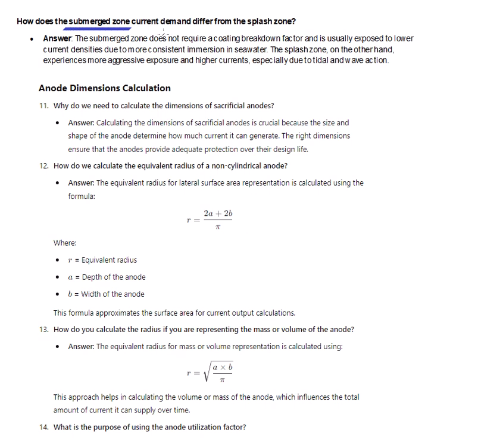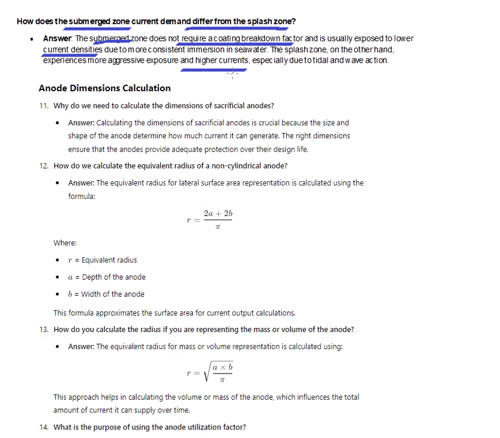How does the current demand for the submerged zone and the current demand for the splash zone differ from each other? The submerged zone does not require a coating breakdown factor and is usually exposed to lower current densities because of the more consistent immersion in seawater. It's always immersed in seawater. The splash zone, on the other hand, experiences a more aggressive exposure and demands higher current density because of its nature.